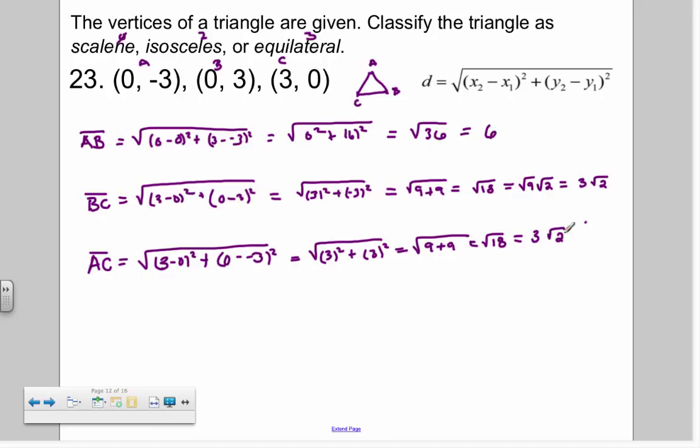So I can see now that the lengths of BC and AC are equivalent. They're both 3 square root of 2. However, the length of AB is 6. Therefore, I only have 2 equal sides, which means I have an isosceles triangle.